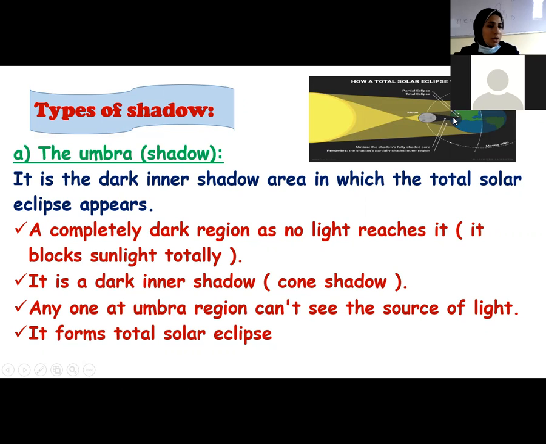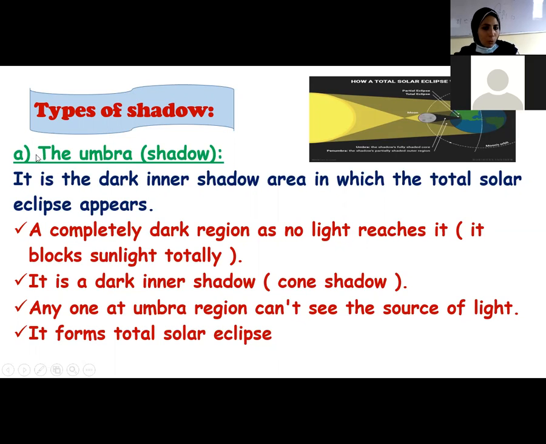In the umbra shadow, the people who live here can't see the sunlight at all. So a total solar eclipse happens in the umbra shadow. Why? Because the moon seems to be the same size as the sun, so it totally blocks the sunlight. No sunlight reaches the earth.